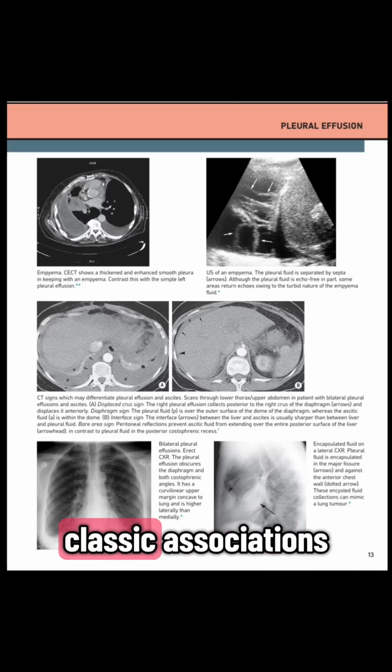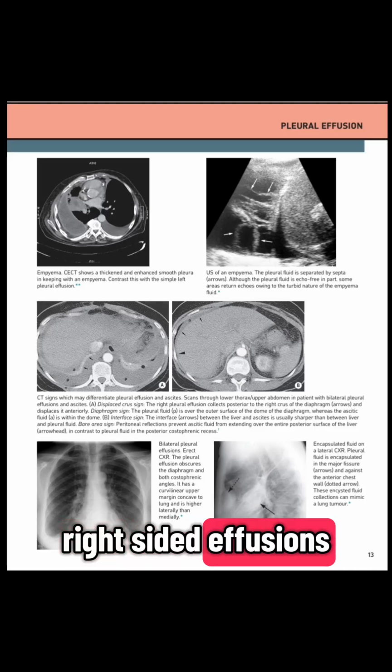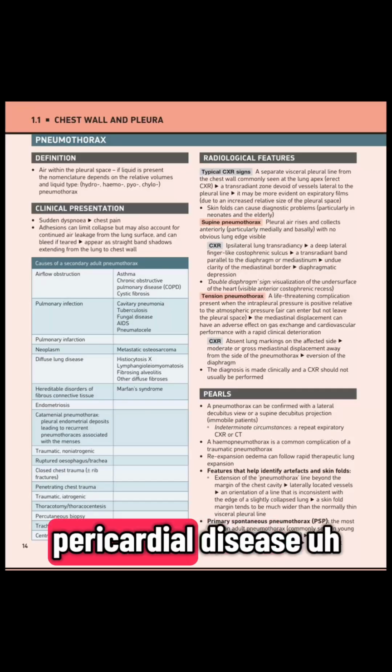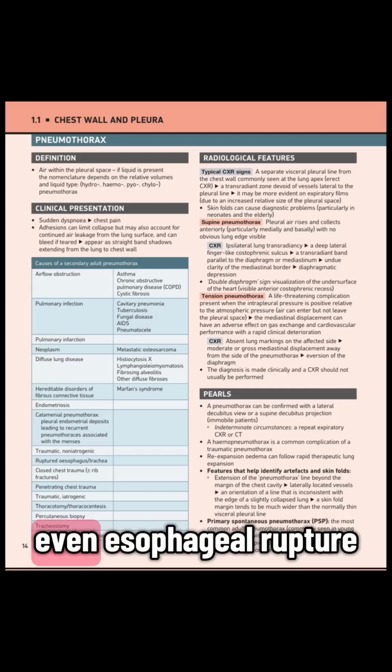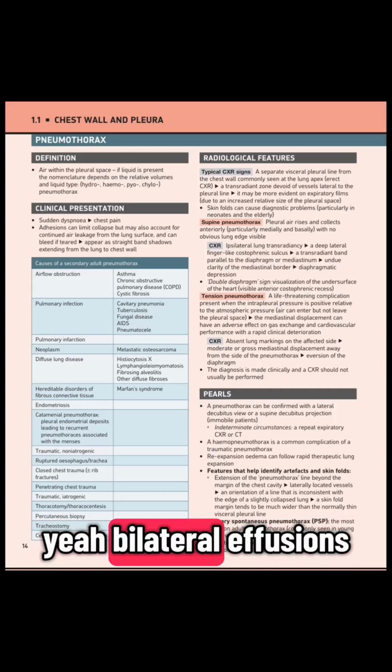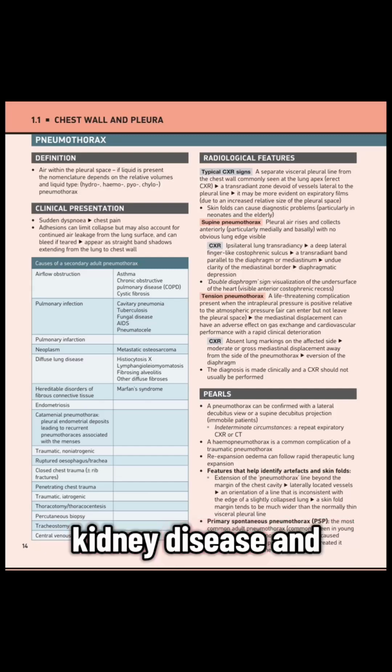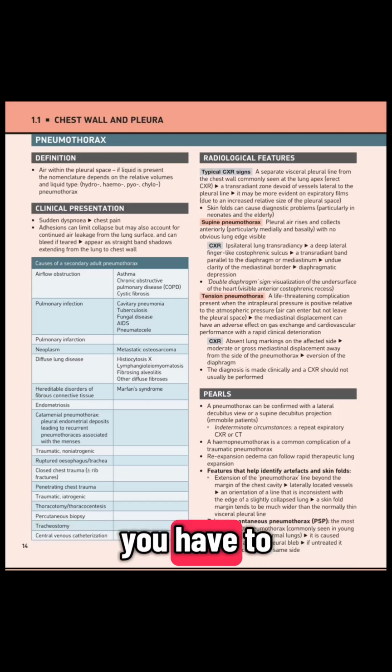Yeah, there are some classic associations. Right-sided effusions often make you think of things like ascites, heart failure, maybe a liver abscess. Left-sided, think pancreatitis, pericardial disease, even esophageal rupture. Bilateral effusions often suggest a transudate, like in heart failure or kidney disease. And really massive effusions, you have to worry about malignancy.